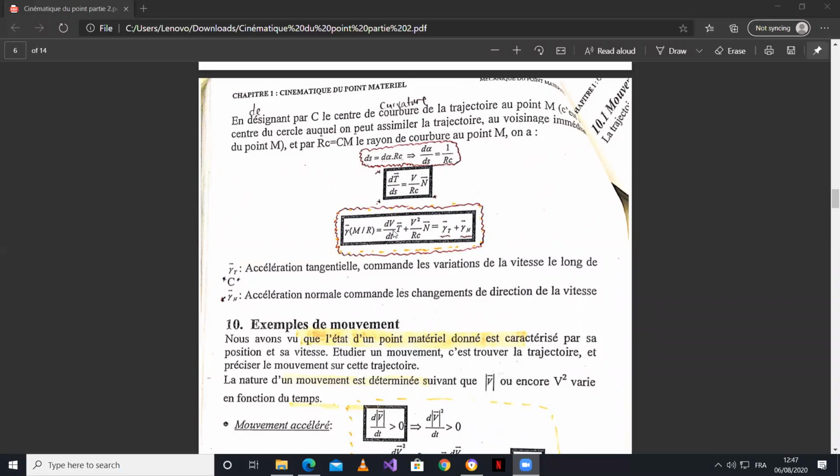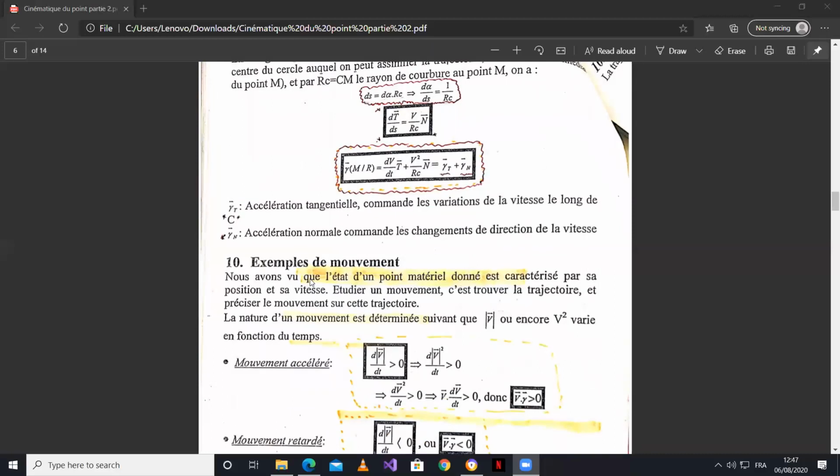So it's due next week. You are supposed to calculate l'accélération dans les coordonnées sphériques. You will get la vitesse dans les coordonnées sphériques, which we did yesterday, and you will derive that, and you are supposed to land at the acceleration.